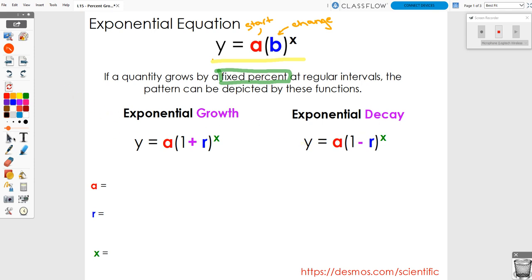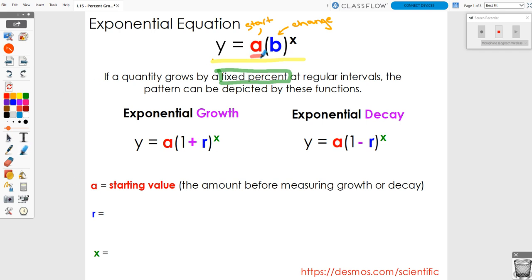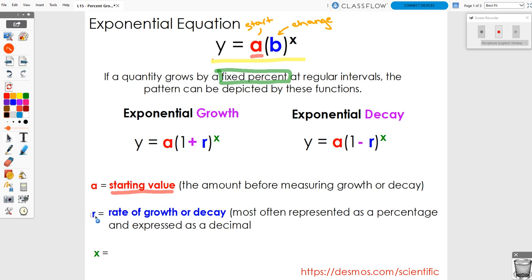Now, in order to use these two equations, you need to know what the letters, the variables, represent here. Our A is still our starting value. Just like up here, A represented our start, in this equation, A is also our starting value. Now, the 1 is always going to be a 1. And we're going to be adding or subtracting this value for R. R is our rate, the rate of growth or decay.